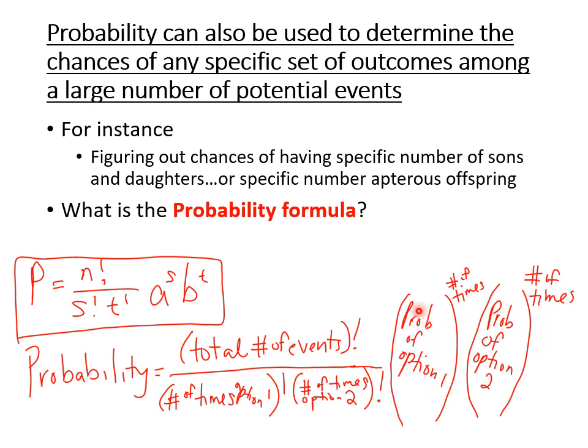So you do the probability of option 1 to the power of the number of times you want that. If, for instance, you were saying 2 sons, you would do 1/2, the probability of getting a son, to the second power, because you want 2 of those sons. Then it's the probability of option number 2 to the power of the number of times. So if the number of daughters you were looking at was 4, you would say 1/2, which is the probability of getting a daughter, to the 4th power. Okay, and so we're going to go over examples now to make this a little clearer.